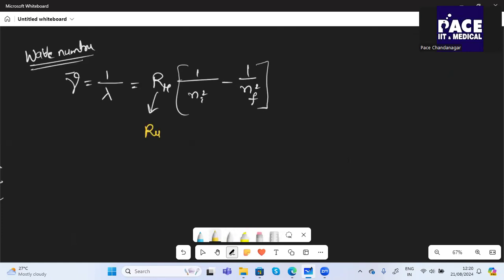Rydberg's constant value is 109677. This is the number which you would generally use, but you will not get many calculations related to this, so don't worry about those things. Just go with these for now. These are all the formulations which you have to go through, because these are what is being asked.